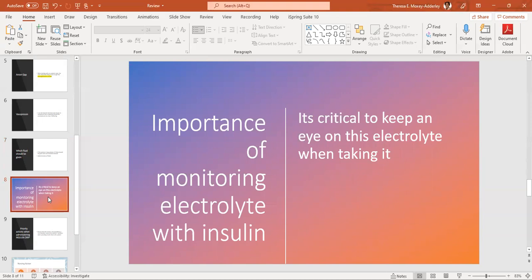Here is what I got. It's critical to keep an eye on this electrolyte when taking it. I mean, come on, guys. That's the response I got. It is critical to keep an eye on the electrolyte when taking it. That's the response I got. Very, very disappointing.